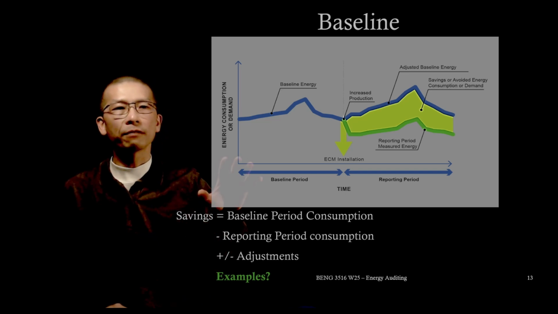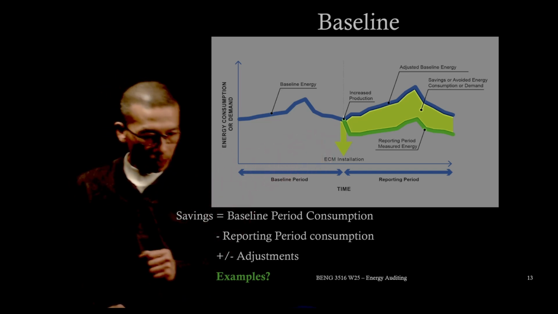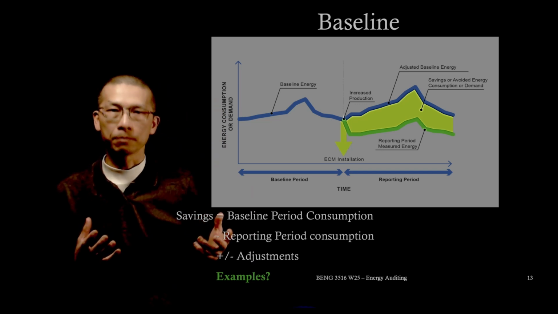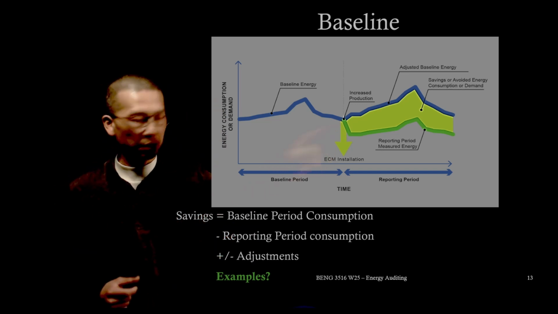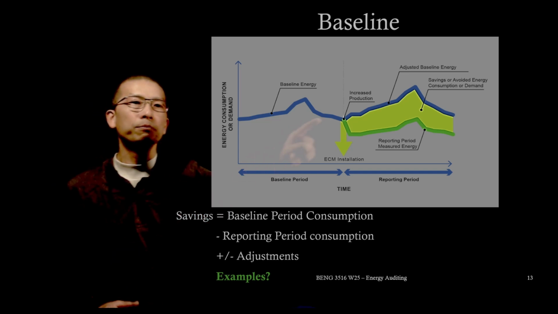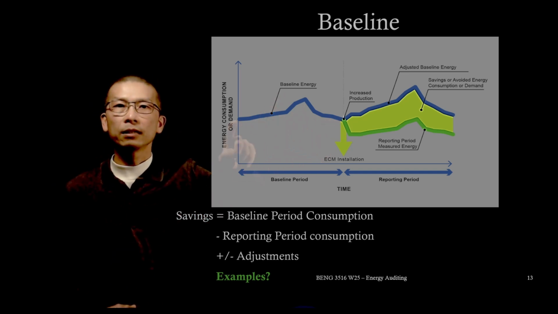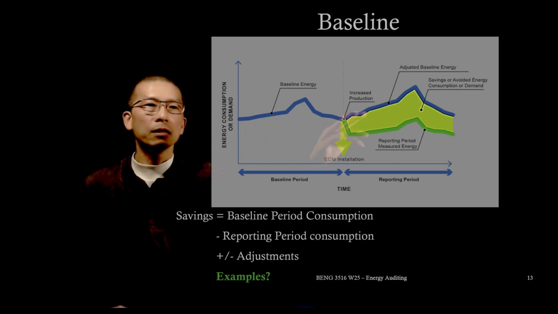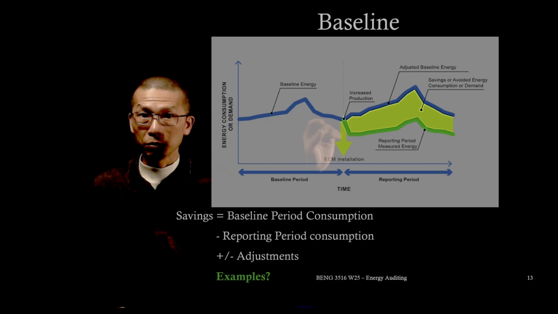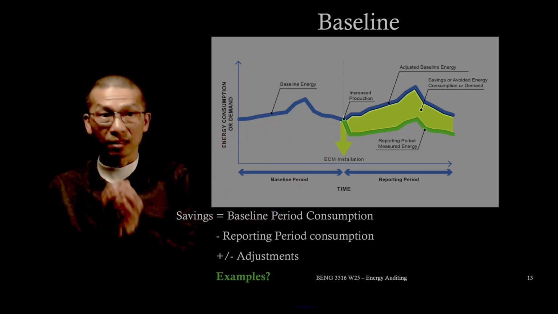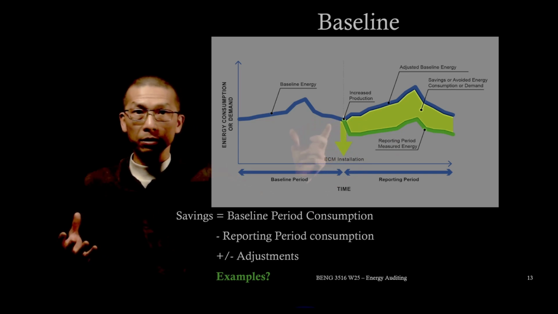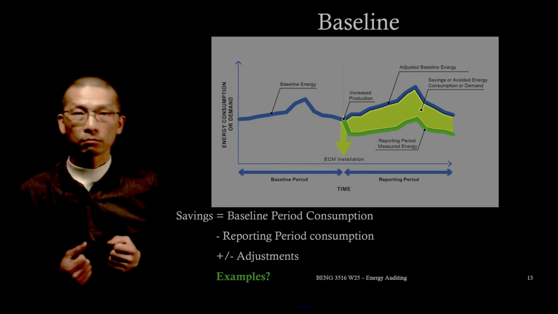So you can see the graph here. That's the point of the project, the ECM implementation there. Okay. So that's the baseline. After the ECM, this here is the adjusted baseline due to the adjustment that we discussed. And the green line is the new measured energy use.